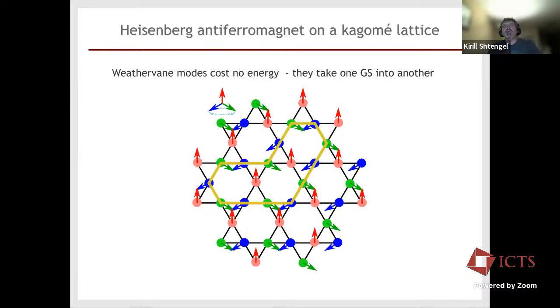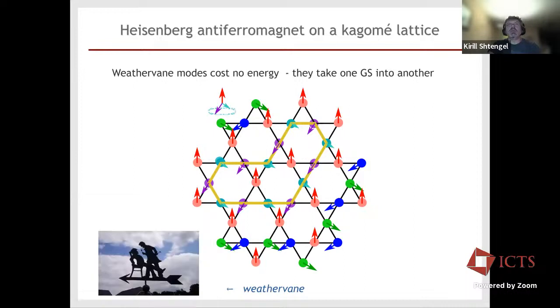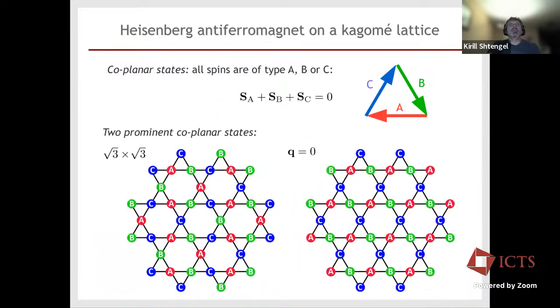So if we think about the weather vane mode, and if you perform this rotation by pi, then you just replace greens and blue spins along this yellow line. And so that would get you from one state where all spins lie in the same plane to another in-plane state, or coplanar state. So we've seen these slides, so I'll just skip them.